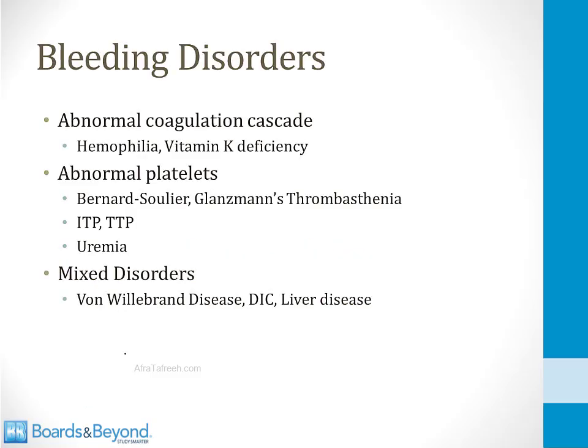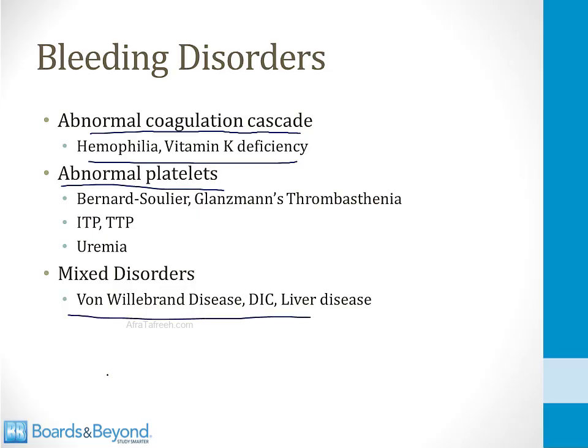An easy way to group bleeding disorders is to think about those that involve the coagulation cascade, those that involve platelets, and those that involve both. So in this module, we're going to focus on bleeding disorders where there is an abnormality of the coagulation cascade. These disorders are often called coagulopathies, and this includes hemophilia and vitamin K deficiency and a few others. In another module, I'll talk about platelet disorders, including disorders that involve both platelets and coagulation like these down at the bottom of the screen.